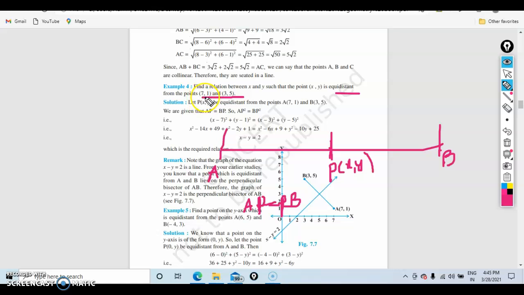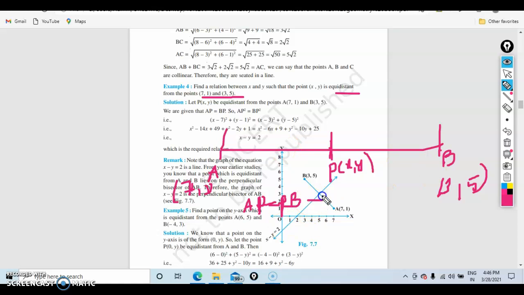Every time, for the given points, the first point will be A (7, 1) and B will be (3, 5), and the middle point should be x and y. If they have specifically given the point, then we can take it. If they have not given it, you have to assume that the point is x and y. Now you have to find out this x and y only.